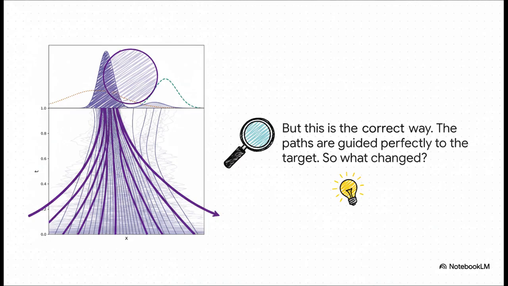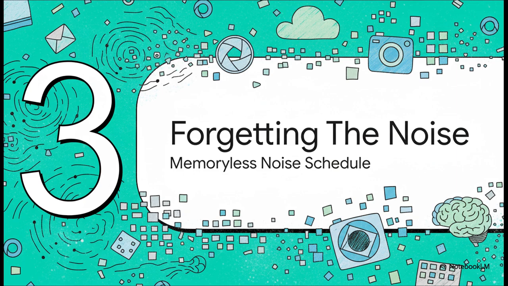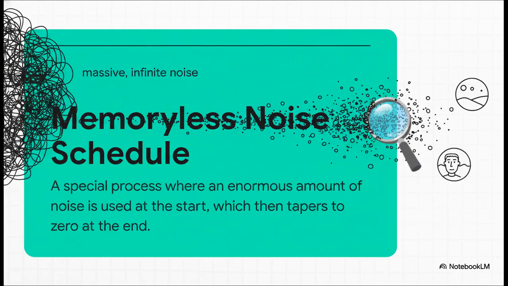So, the billion-dollar question is, how did they pull this off? They came up with this absolutely brilliant two-part solution. And the first part is a really clever trick to make the AI completely forget its random origins. It's called a memoryless noise schedule. Instead of starting with a little bit of static, you just blast it with a massive, theoretically infinite amount of noise right at the beginning, which then very quickly fades away as the image gets generated.